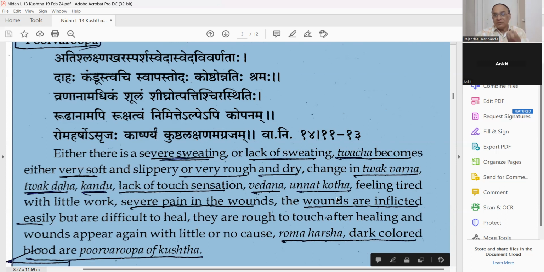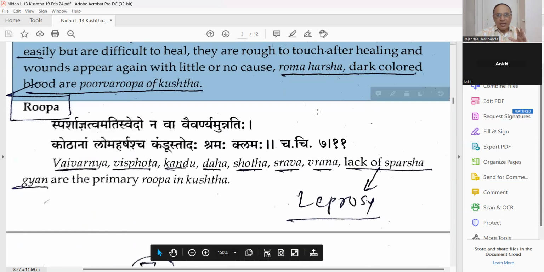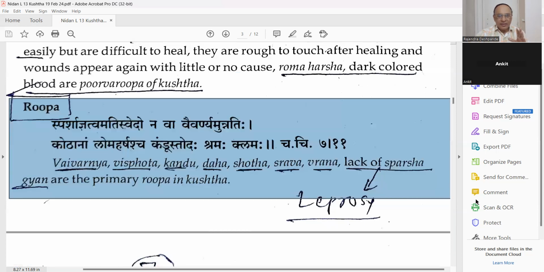Then koth, like maculopapular eruptions, will be there. Wounds may be infected. Then Roma harsha and dark colored blood are the Purvarupa of the Kushtha Vyadhi. Okay, now we will talk about the Rupa, that is actually the symptoms and signs. These 2 lines from Charak Chikitsasthan, Chapter number 7, Kushtha, are very, very important. When we learn Charak, I will not repeat this chapter because it is already covered. So you write down Rupa, very simple to remember.